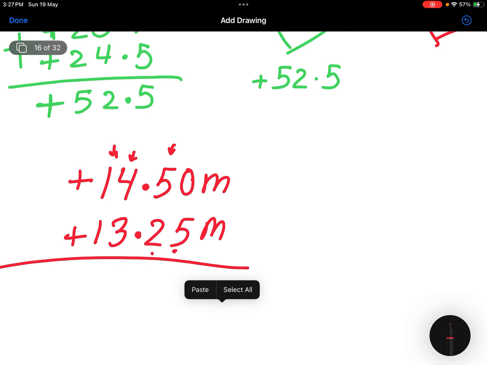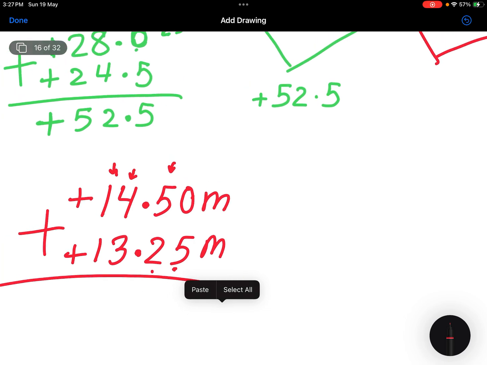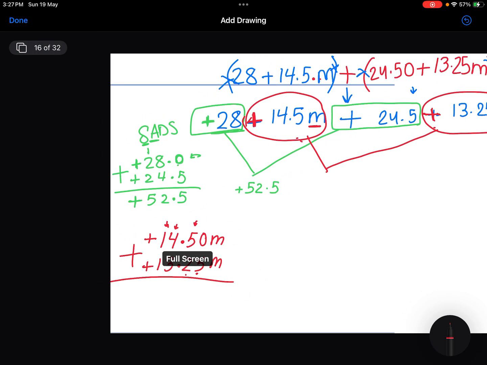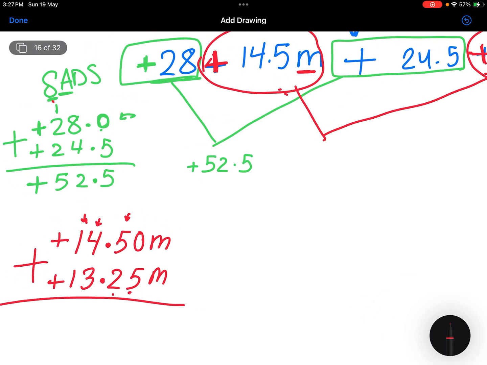Since both are positive, I need to add them. Based on what? Based on Sadis rule. Same signs, add. Sorry. So now I have to combine them. 0 plus 5 is 5. 5 plus 2 is 7. Put the decimal down. 4 plus 3 is 7. 1 plus 1 is also 2.